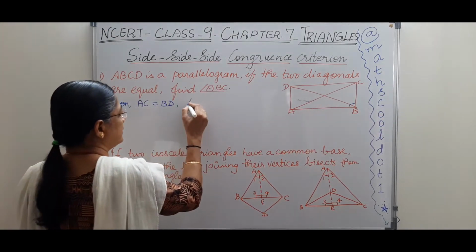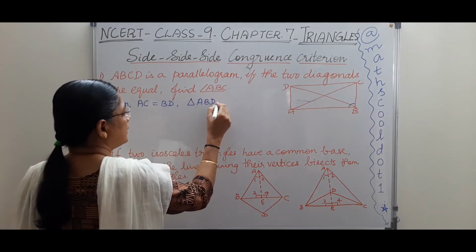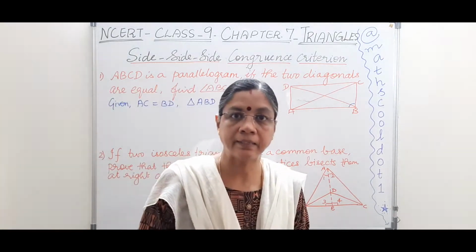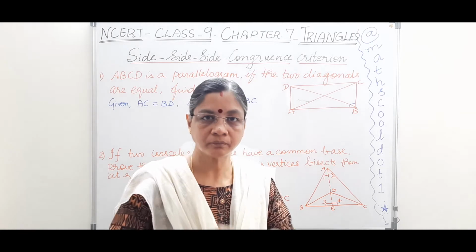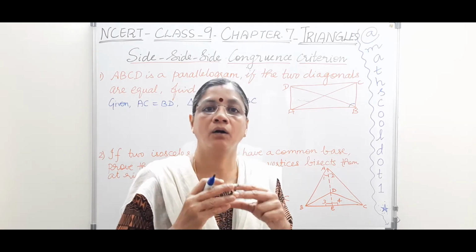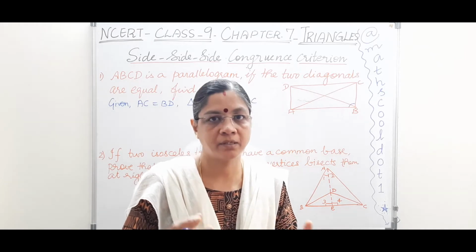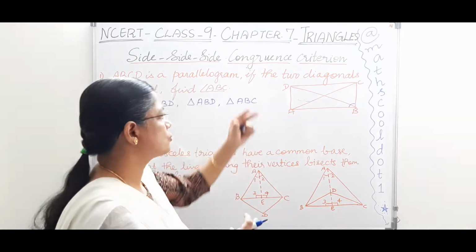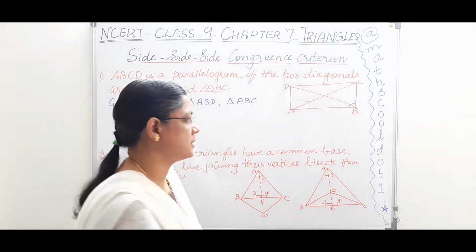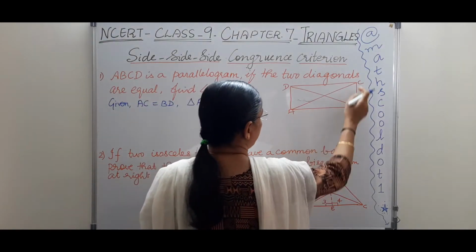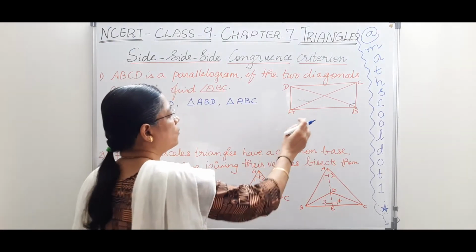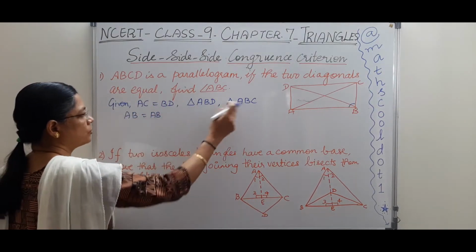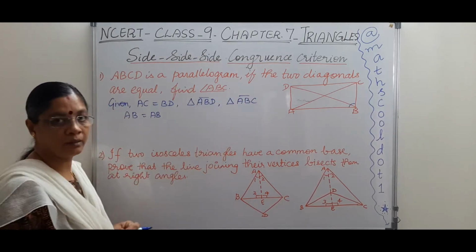So I am taking triangle ABD and triangle ABC. In these two triangles, if I try to prove that they are congruent, then we'll have some parameters of this parallelogram to be equal, right? Then we can move on to solve what is the measure of angle ABC. Now we have triangle ABD and triangle ABC. The first thing is the side which is common. AB is equal to AB in both the triangles, right?